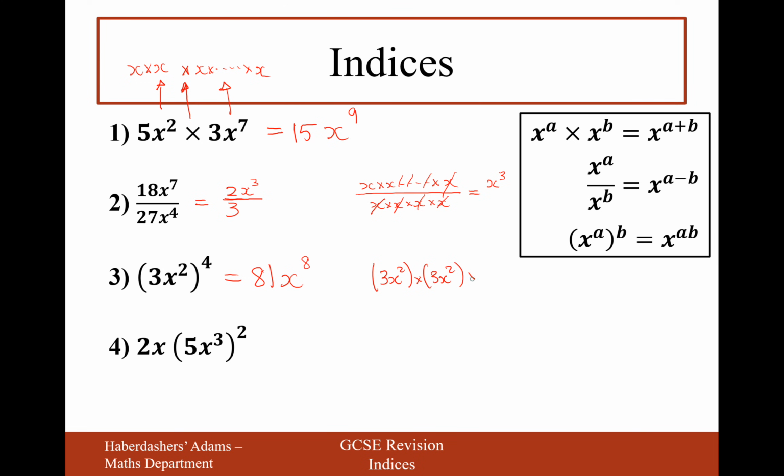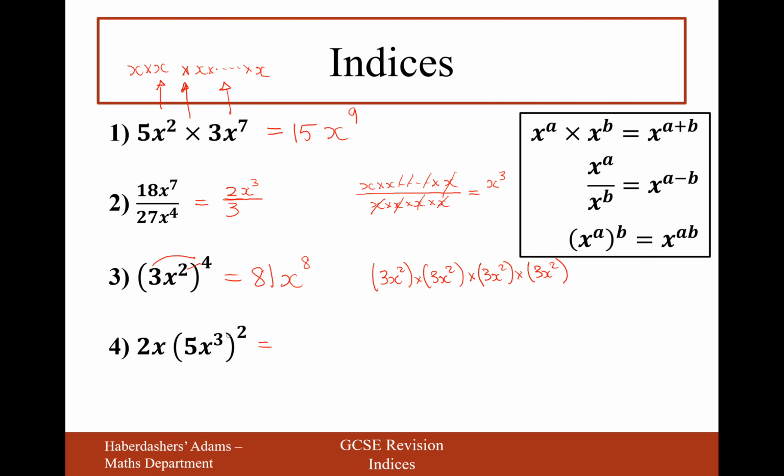4 times. If you ever forget what the rule is here, just write it all out, because you're multiplying these 4 times. So you've got 3 times 3 times 3 times 3, that's 81, and x squared times x squared times x squared times x squared, you've got 8 x's that are being multiplied together there, 4 lots of x squared, so that'll be x to the power of 8. But there we are, this is the little shortcut here. You do 3 to the power of 4 and then multiply your indices together.